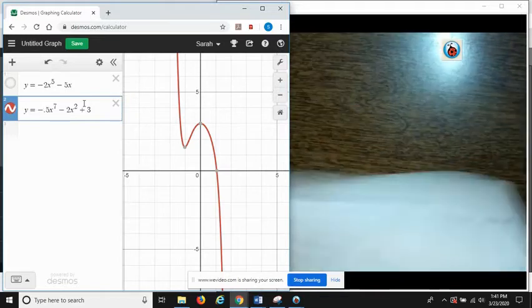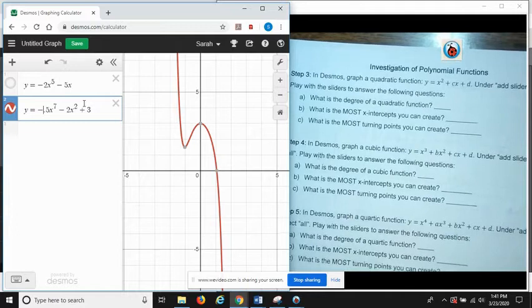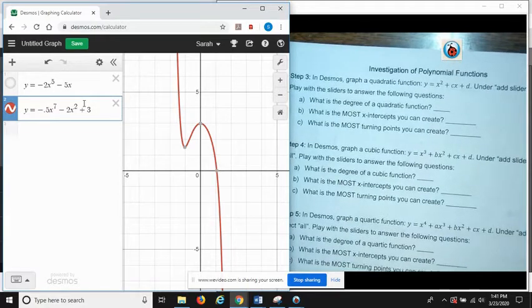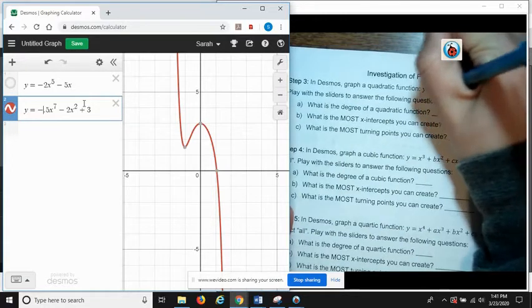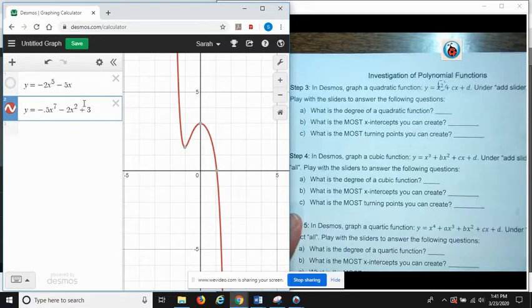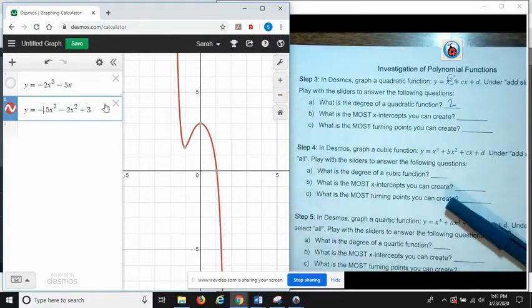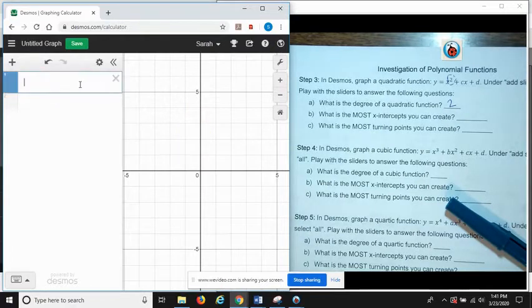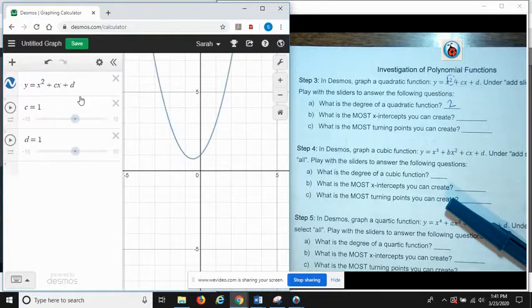Let's flip over. So it says in Desmos, graph a quadratic function, add sliders, and then it says, what is the degree of a quadratic function? Everybody should know our quadratic function has a square. That is the highest power, so our degree is 2. I guess I should follow the instructions and go ahead and put my function in. So y equals x squared plus cx plus d. And I want to add all my sliders.